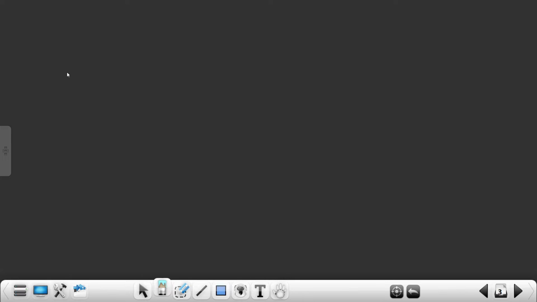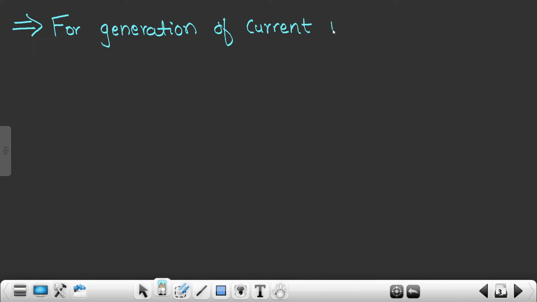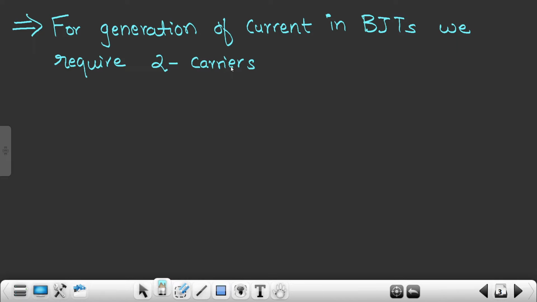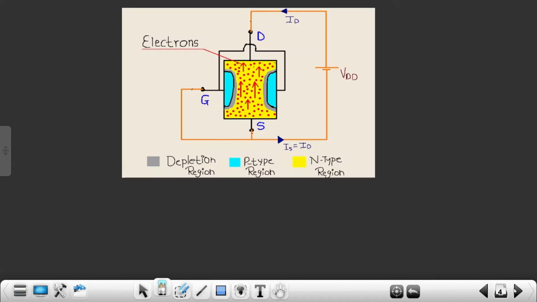So for generation of current in case of BJTs, we require what? We require two carriers, right? Two carriers, that is minority charge carriers and majority charge carriers, right? Great. Now we will focus on JFET, how exactly things work there.